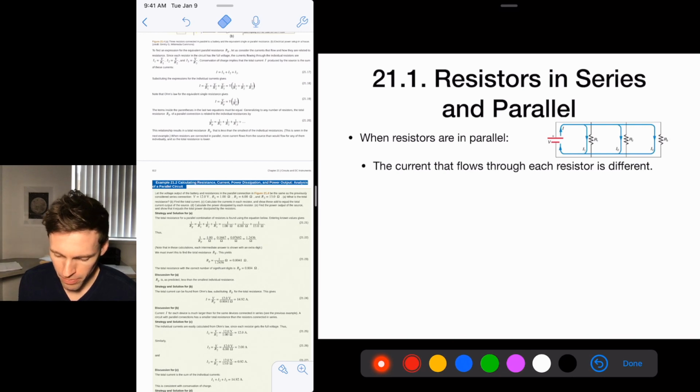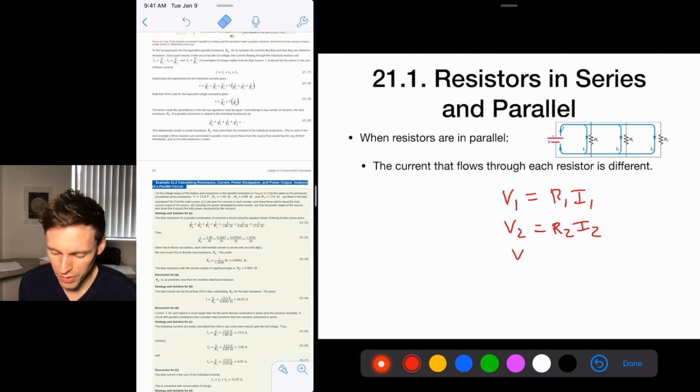And V1 is equal to R1 I1, V2 is equal to R2 I2, and V3 is equal to R3 I3. And the beautiful thing about resistors in parallel like this is that the voltage is the same. So that's where it switches. Instead of the current being the same like in series, the current is different in parallel, but the voltage is the same in parallel.